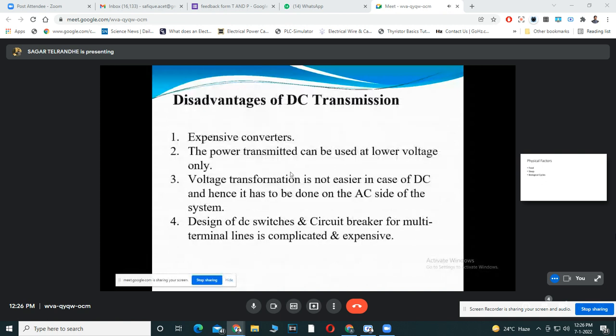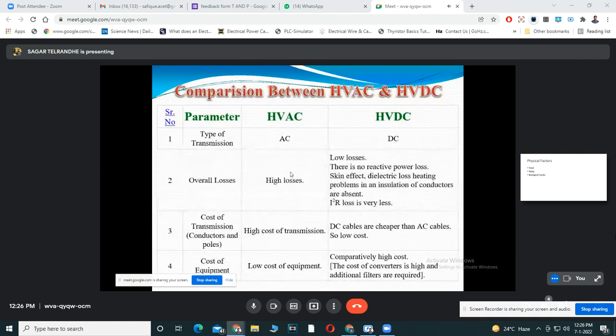Disadvantages of DC system. Expensive converters. The power transmitted can be used at lower voltage only. Voltage transformation is not easy in case of DC and hence it has to be done on the AC side of the system. Design of DC switches and circuit breakers for multi-terminal lines is complicated and very expensive.